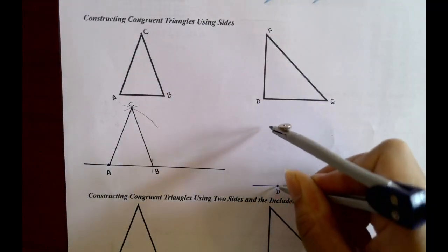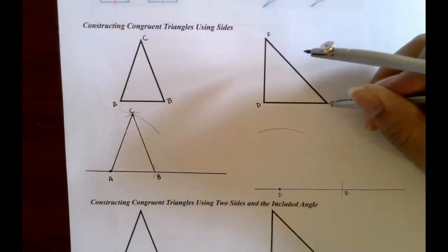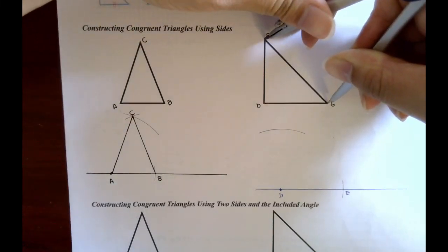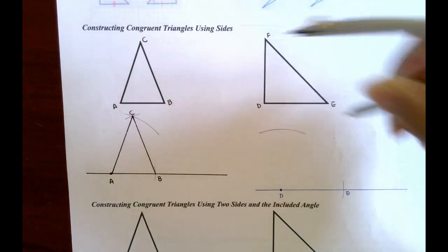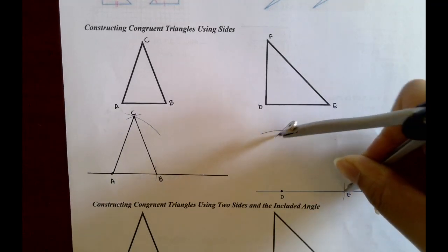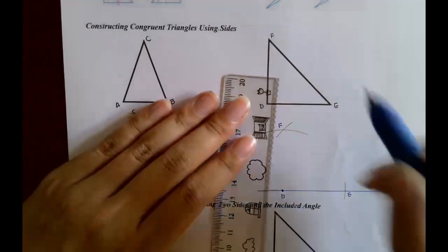So F is somewhere along this arc. Now I'm measuring E to F. So E is here, and then I know F is going to be exactly here. Let's mark F. Then I just need to connect my dots.